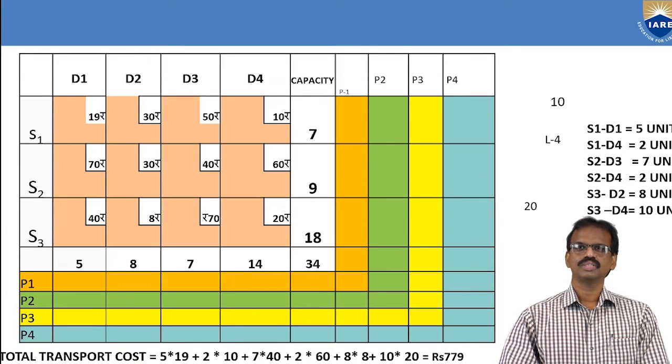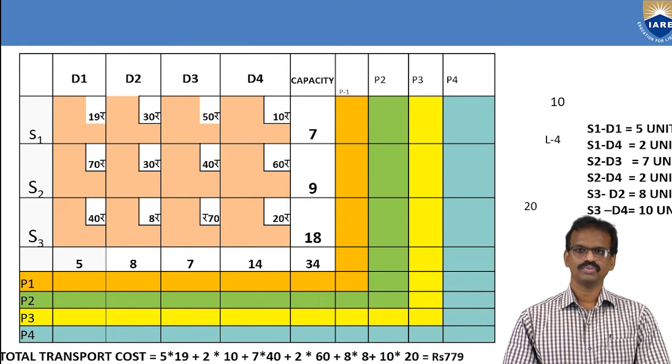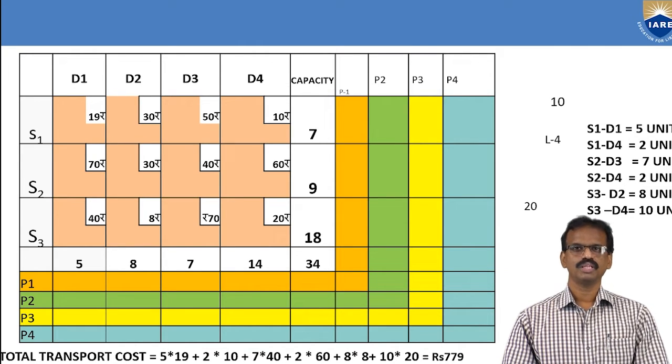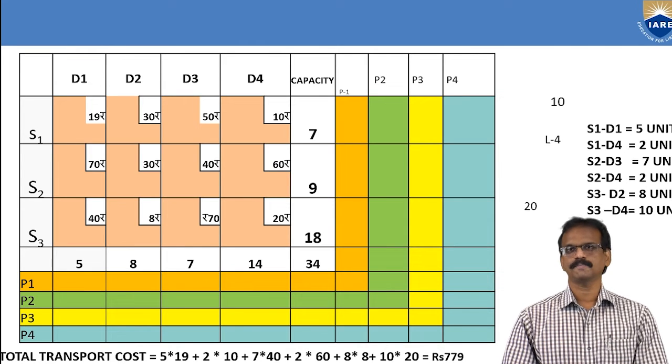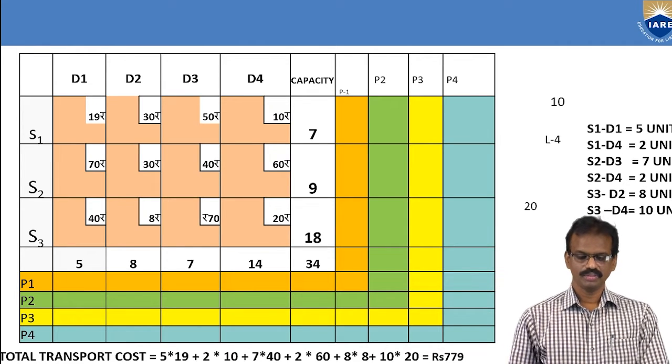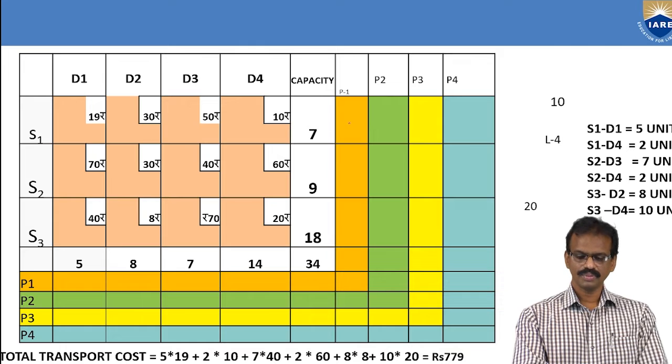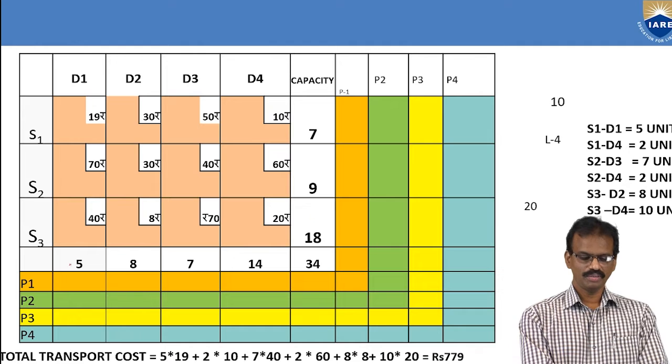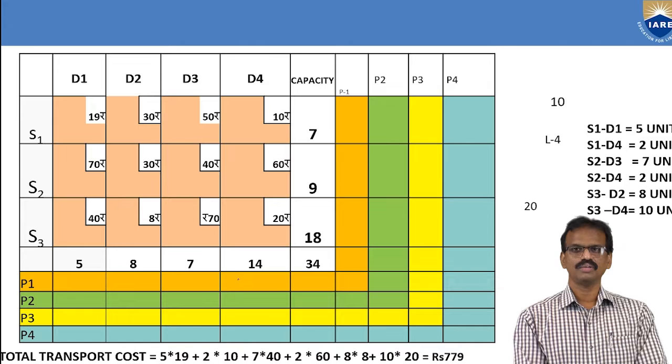So this is the numerical. The same numerical has been taken here, to solve by the VAM method. First of all, in Vogel's approximation method, you have to identify the penalties: the penalty of the first row, the second row, the third row. Similarly, the penalty of the first column, second column, third column, fourth column.